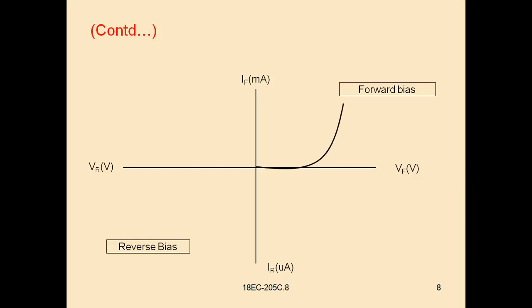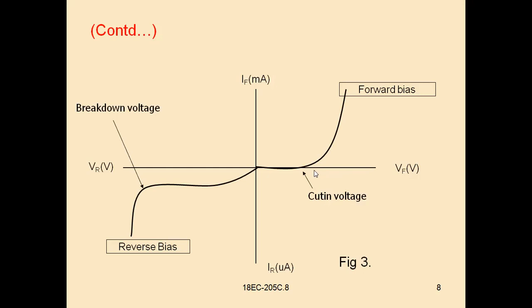See here, forward characteristics. Up to this point, the forward current is zero. Suddenly, what happens whenever this external bias voltage exceeds the cut-in voltage, the barrier voltage? The current starts rising in an exponential manner.